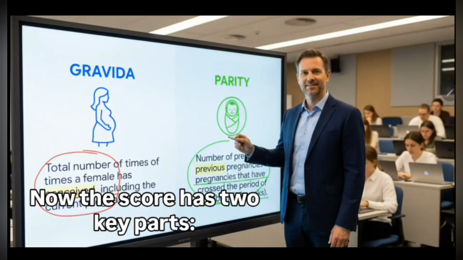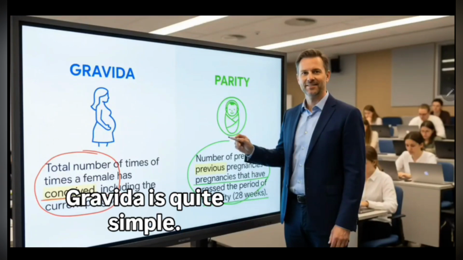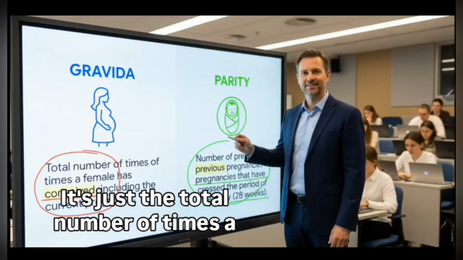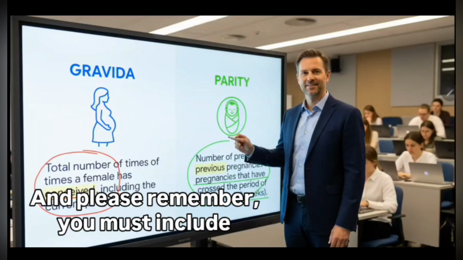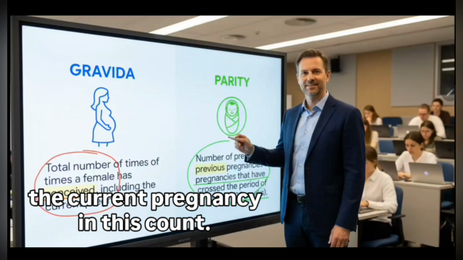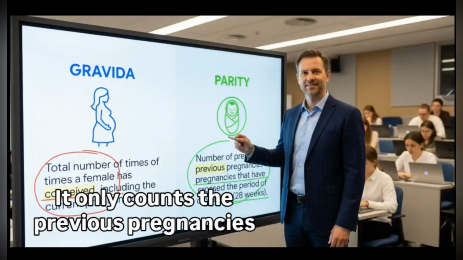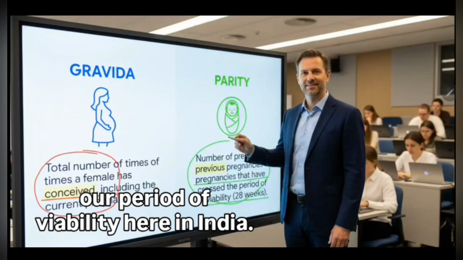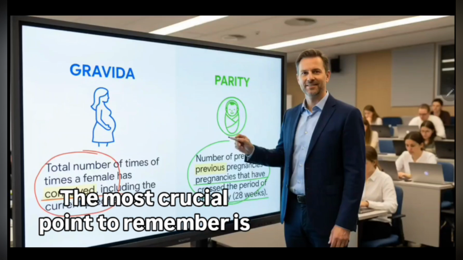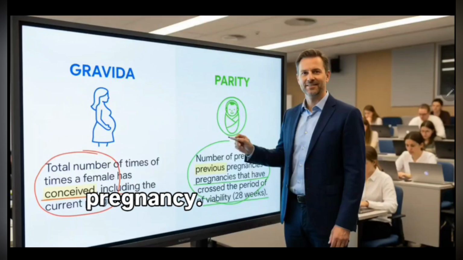Now, the score has 2 key parts, gravida and parity. Gravida is quite simple. It's just the total number of times a woman has been pregnant. And please remember, you must include the current pregnancy in this count. Parity, on the other hand, is different. It only counts the previous pregnancies that have gone past 28 weeks, which is our period of viability here in India. The most crucial point to remember is this: parity does not include the present pregnancy.